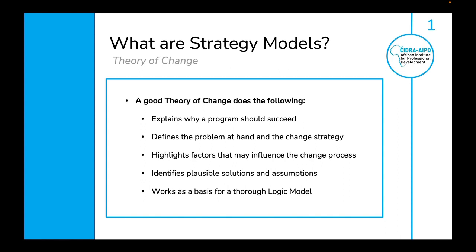It highlights the factors that may influence the change process. Perhaps we're at a higher altitude, so that salmon might take a little bit longer or shorter to bake. It identifies plausible solutions and assumptions. So what are we assuming? That if you apply heat to a salmon, that salmon will be cooked. And then it works as a basis for a thorough logic model.